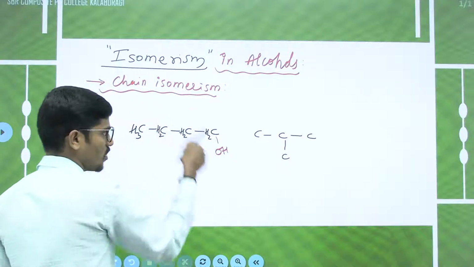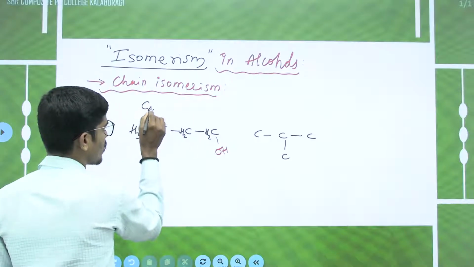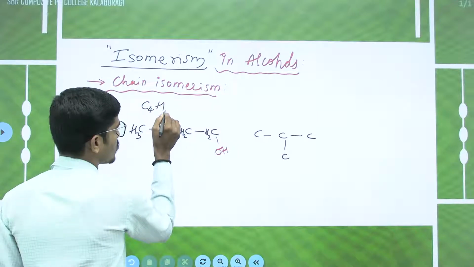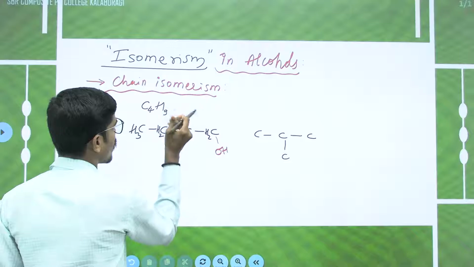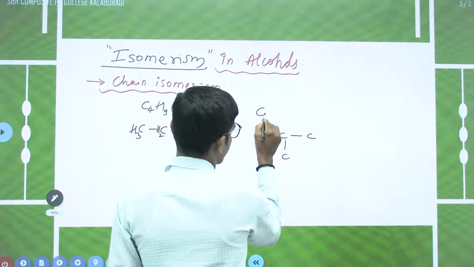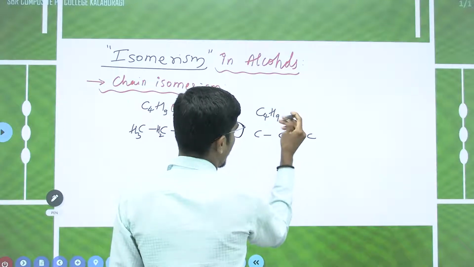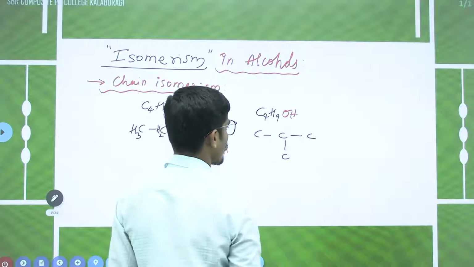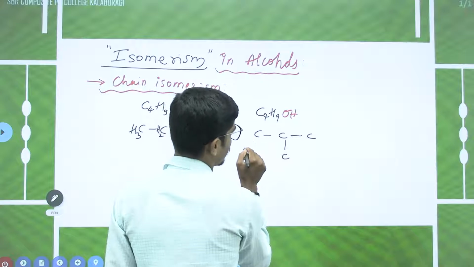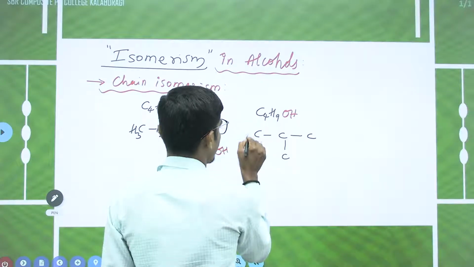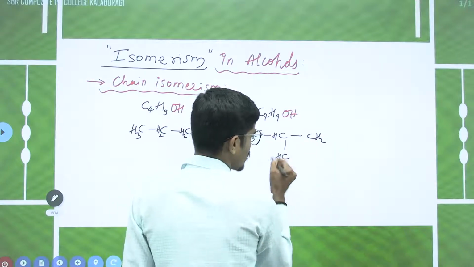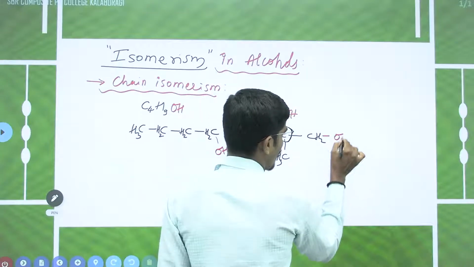What is the molecular formula? Here the formula is C4. How many hydrogens are there? 9 hydrogens. C4H9 and one OH group: C4H9OH. Here also the formula is the same, C4H9OH, but the number of carbon atoms in the parent chain is different: CH3, CH, CH2, CH3, and this is an OH group.